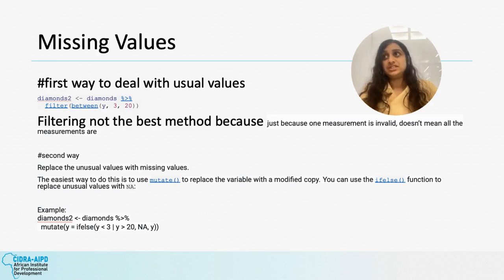The first way to deal with unusual values is to use the filter method. However, filtering is not the best method because just because one measurement is invalid doesn't mean all the measurements are. The second way to deal with unusual values is to replace those unusual values with missing values. The easiest way to do this is through the function mutate, and you can use the ifelse function to replace unusual values with NA. There's this example down below using R code and the mutate and ifelse method that replaces the unusual values with NA values.